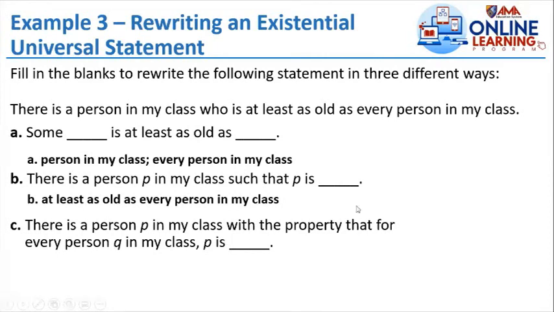Okay, how about for C? There is a person P in my class with the property that for every person Q in my class, P is. Okay, so that means, twice na na-mention si P, so dito, dapat na-mention ulit si Q. Okay, meron daw person P sa kanyang class na may property na ito daw, that for every person, na represent siya kay Q in my class, P is blank. Anong kulang? P is as old as Q. Yes. Very good. Kulang lang siya ng at least kasi may at least. This is very important. Dapat at least. Okay, Ezekiel, very close. P is at least as old as Q. Ayan.